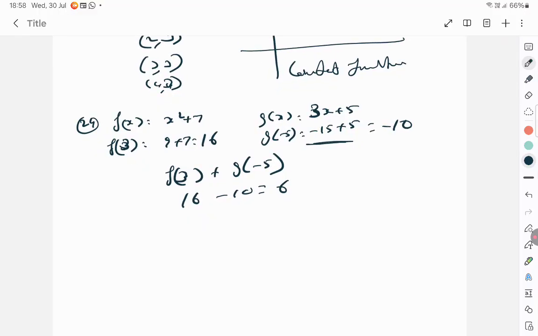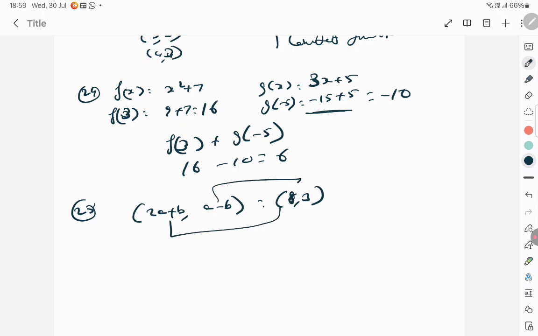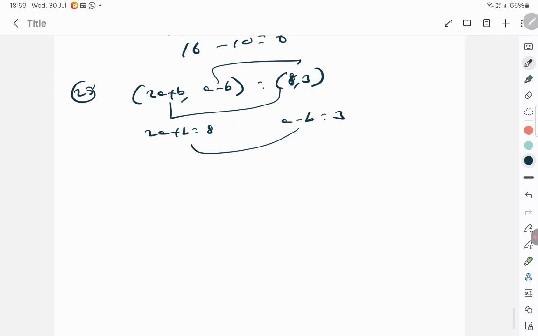Okay, so let's go to the next kind of questions that can come. They'll ask you some questions like this, which is 2a plus b comma a minus b is equal to 8 comma 3. It's called equal sets. 2a plus b is equal to 8, a minus b is equal to 3. So solve it like a linear equation, get the value of a and b. That's all. Very, very easy. Okay. So you will eventually get a to be 11 by 3, and b to be 2 by 3 if you solve this linear equation. Such questions might come, which are very, very simple questions.